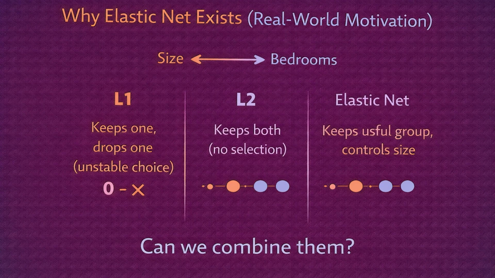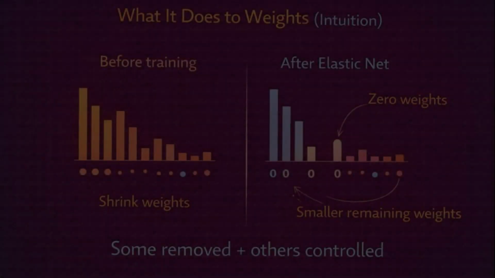Elasticnet exists because real-world data is messy. In real datasets, features are often correlated. Example, house size and number of bedrooms. L1 alone can behave unpredictably when two features are similar. It might keep one and kill the other randomly. L2 alone keeps everything, even useless features. Elasticnet balances both.